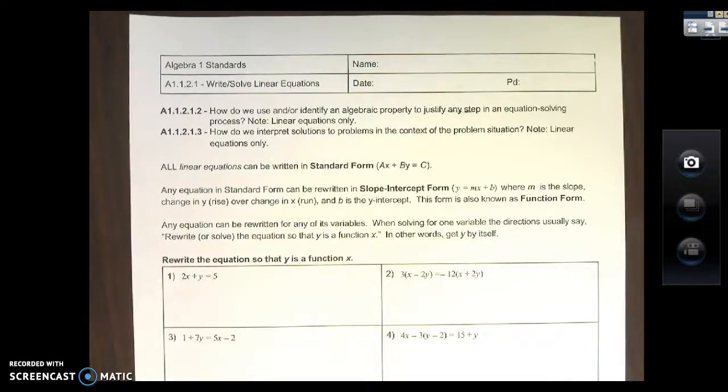Today we're going to talk about writing and solving linear equations. Sorry for the no intro video today, but there's a lot to go through with this one, so I want to make sure I had plenty of time to go through it. So we are going to jump right into solving some of these problems, okay?